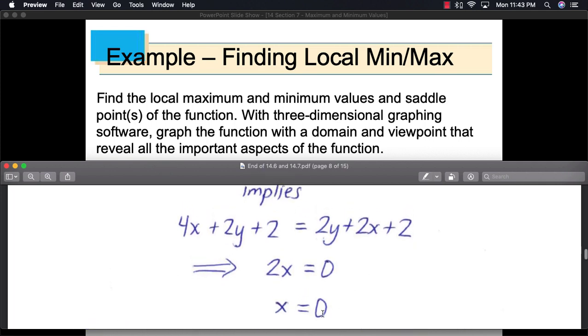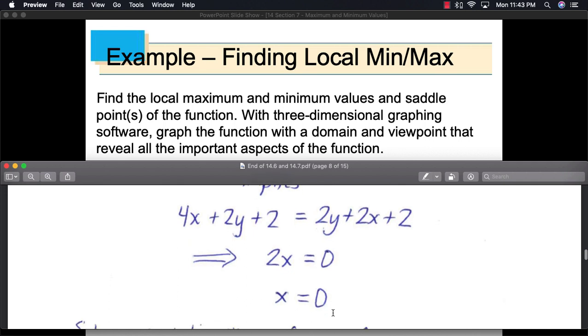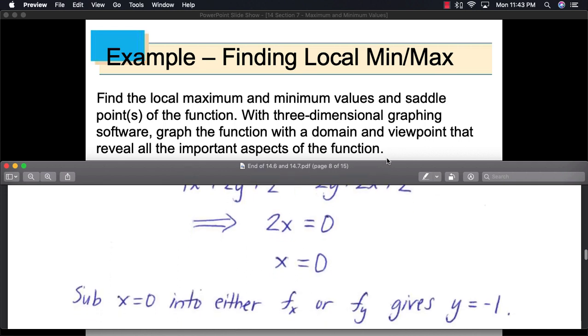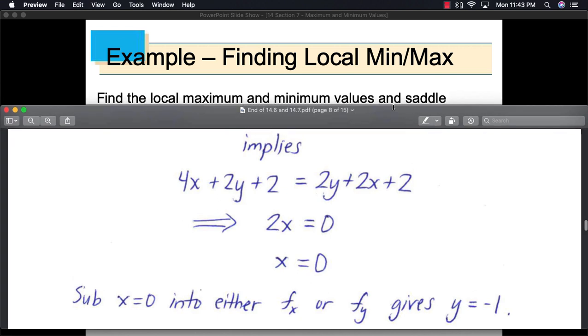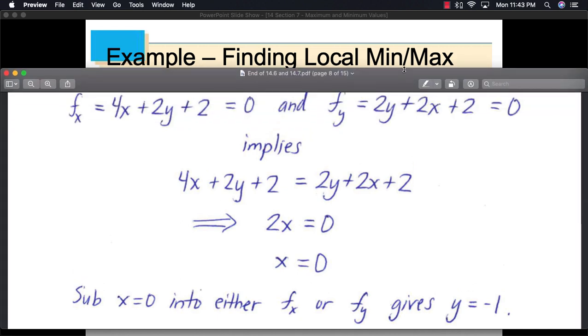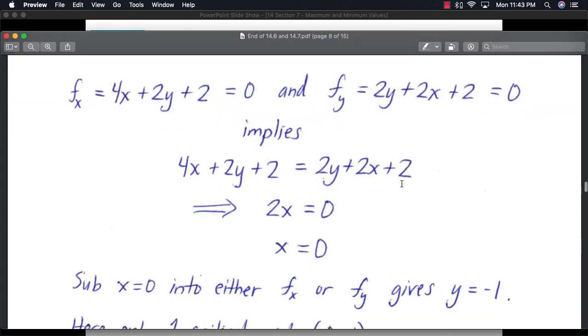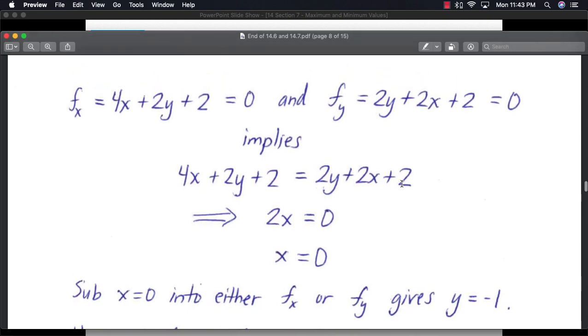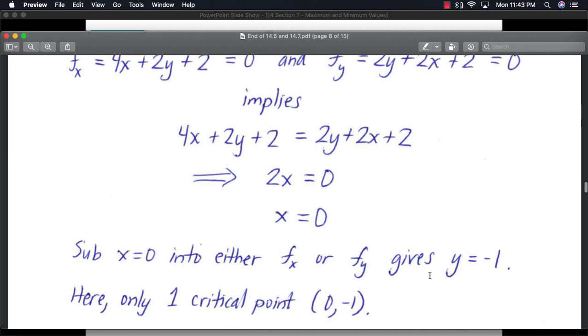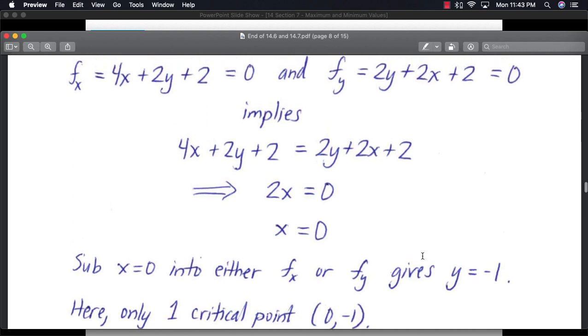and what you want to do is take that x equals 0 and sub it into either f sub x or f sub y. Either way, it's going to give you y equals -1. So we actually do come up with the actual number. And then take that y equals -1 and again plug it into either one of these to find your x value, which in this case is going to be 0. So once again, we solve for x equals 0, we get y equals -1. So that gives us the point (0, -1).